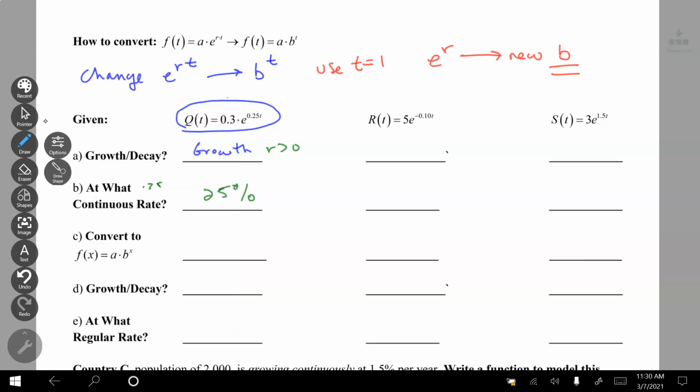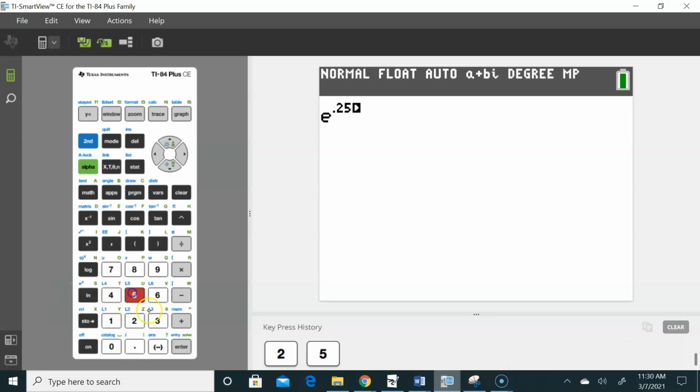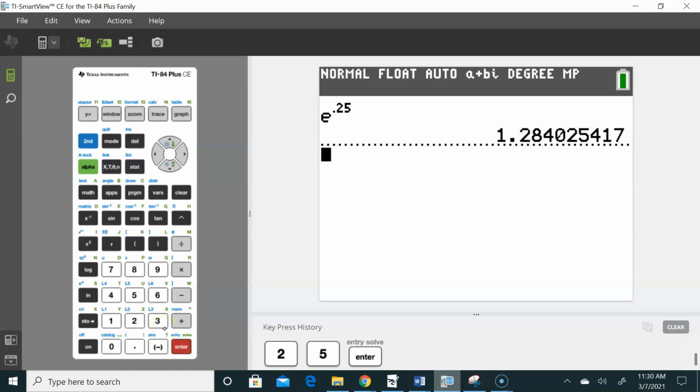The way I convert this, I do e to the 0.25, and I'm going to go to my calculator to do that. When I go to my calculator, I really like using this second ln key, or what above it in blue is the e to the x, and just typing in e raised to the 0.25. And notice, since that's a positive number, it is bigger than 1, and I'm going to use that as my b value.